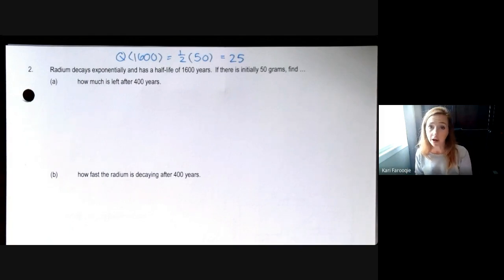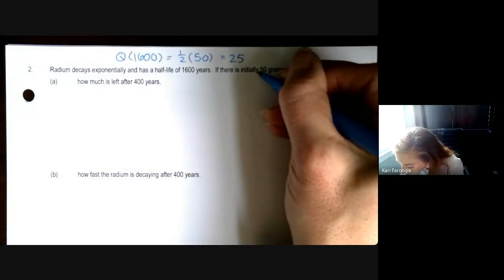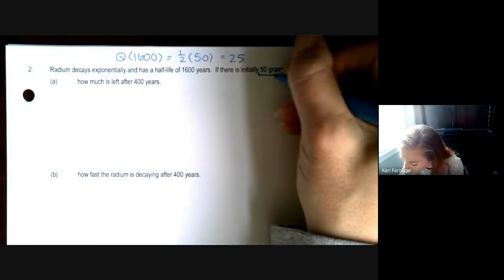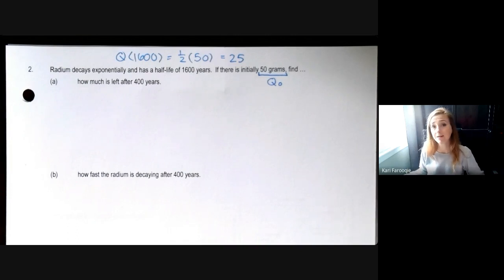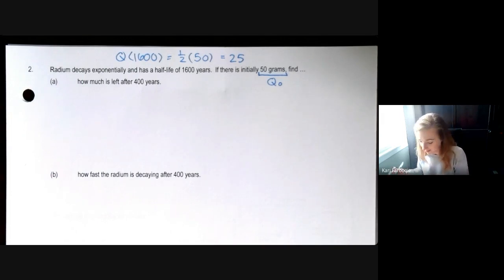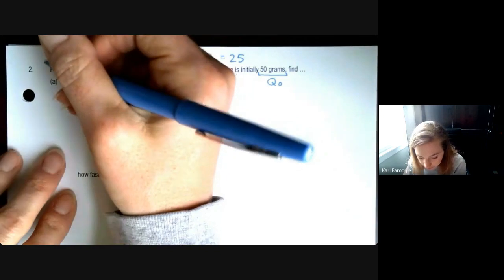So we don't know any information right now, however, about K, which is the decay constant. So remember how I said a lot of times the first thing we're going to have to do is find K. We don't have it, we're going to have to find it. So I initially have 50 grams, and this will represent Q sub naught. Find how much is left after 400 years. Well, that's going to represent T, but first we need to focus on finding that K value that represents that decay constant. So first find K.